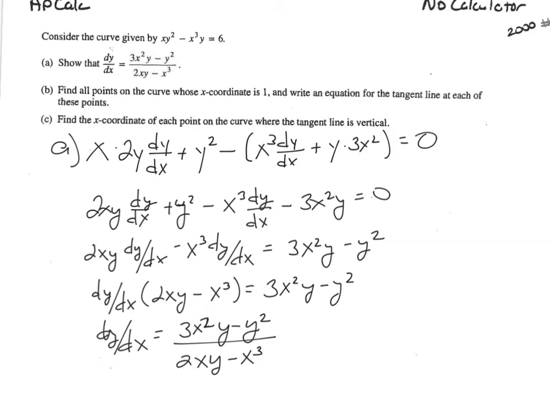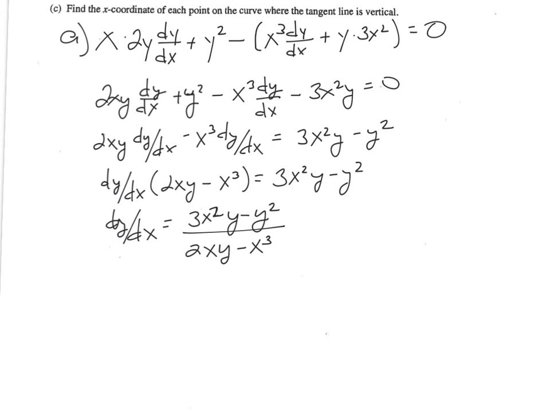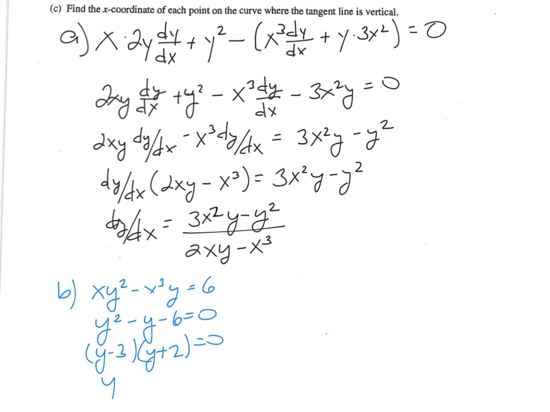So part B, we want to find all points on the curve whose x-coordinate is 1, and then write an equation for the tangent line at each of these points. All right, so part B, we want x equal to 1. So the curve that we're given looks like this: minus x cubed y equals 6. Now if x is 1, and if we bring the 6 over, we get this. Which means we have two coordinates with an x value of 1. One of them is (1, 3), and the other is (1, negative 2).